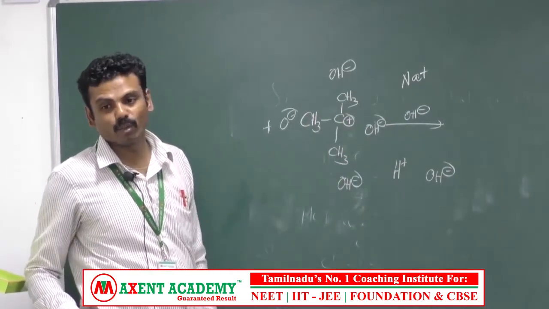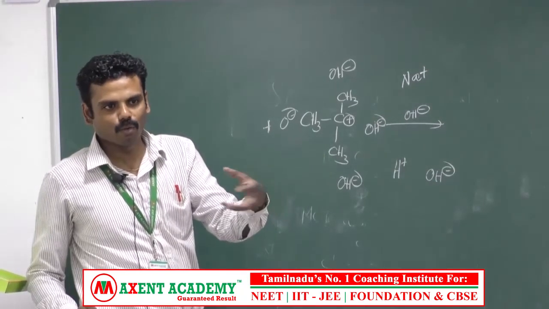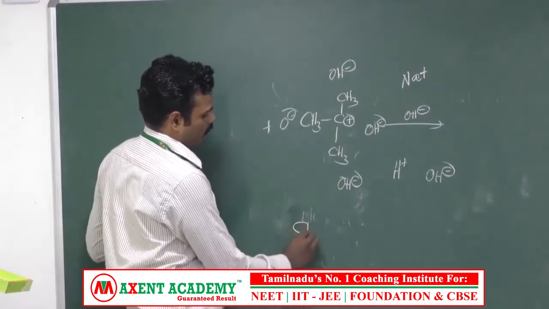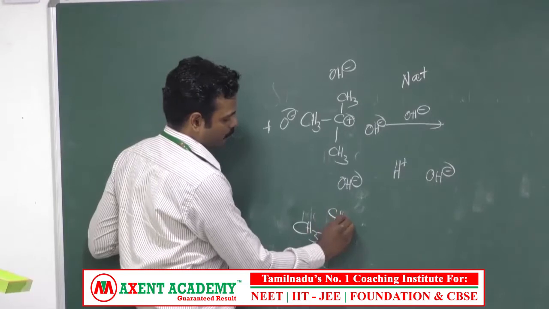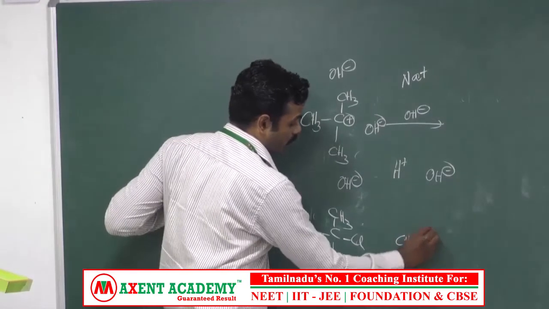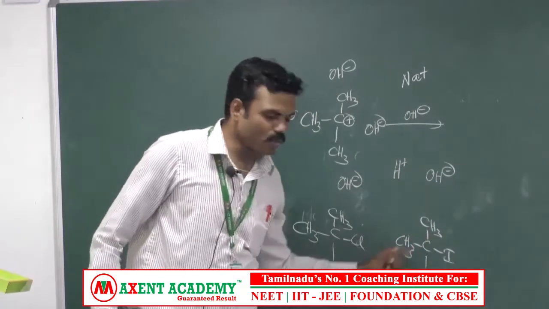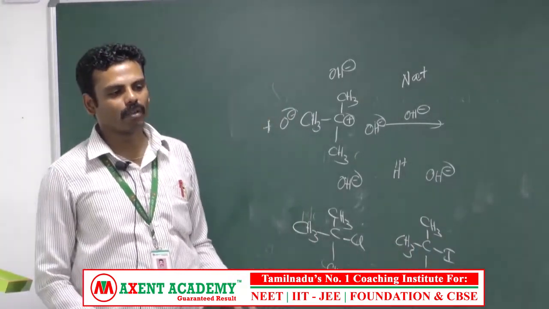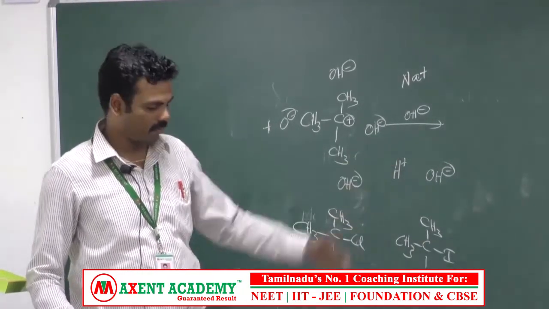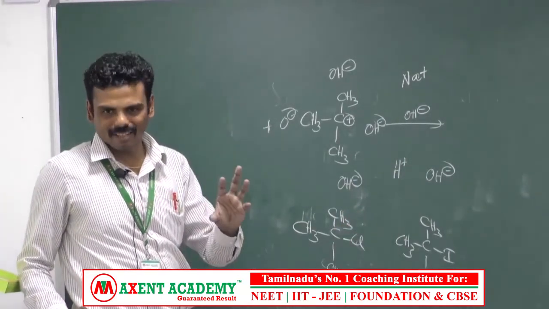Next one is leaving group. When a group is having higher leaving ability, for example, I have some tertiary butyl chloride, and in addition to that, I have some tertiary butyl iodide. Which one will be a better leaving group? Either Cl or I has to leave. So which one is having higher leaving ability? Iodine, because the size is large.